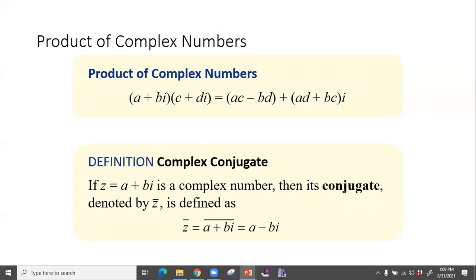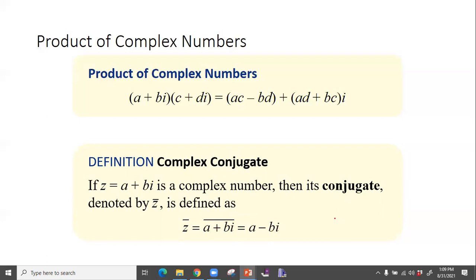Now, complex conjugate. A complex conjugate is denoted by a variable, usually z, with a bar over it. And so if it says a plus bi, it just wants you to find the opposite operation. So if I'm adding, then it's going to turn into a subtraction. If I'm subtracting, then it's going to turn into an addition. Does that make sense? So the conjugate is the opposite of that behavior. So the conjugate of a plus bi is a minus bi.